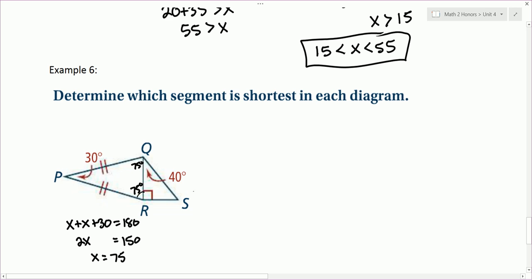In the right triangle, we have angle S plus 40 plus 90 is 180, and 40 plus 90 is 130. Subtract 130 and we get angle S is 50 degrees. And so now we know all the angles inside this figure.